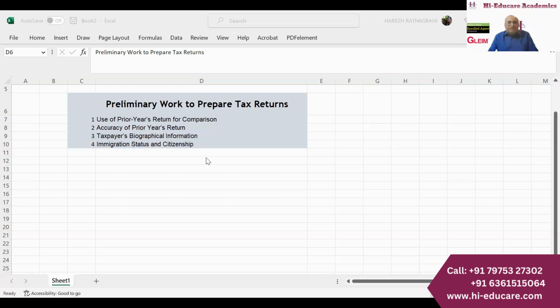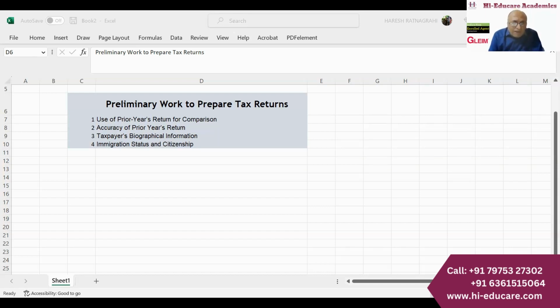If you are a practicing chartered accountant, you must know what exactly you should do before you prepare the tax return. We use the prior year's return for comparison. This is very important, that we can leverage the prior year returns, so that this becomes very easy for you.